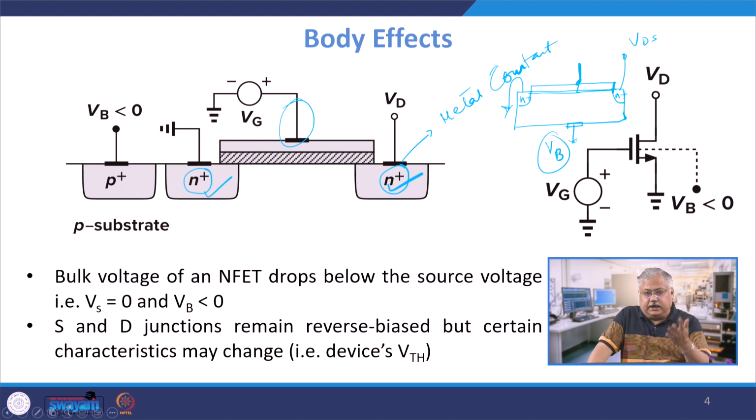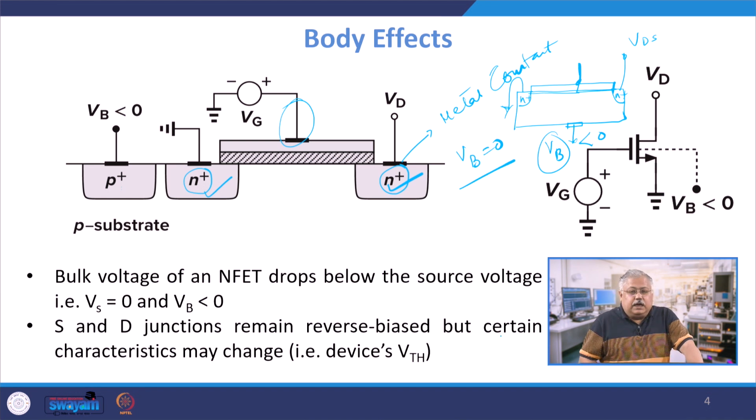VB means voltage at the substrate or body, and let us assume that I apply a negative bias here. That is what I have done, negative bias here. Or let us first take the easiest one. We give the bias VB equal to 0. If I put VB equals 0, it effectively means that the substrate of the device is grounded.